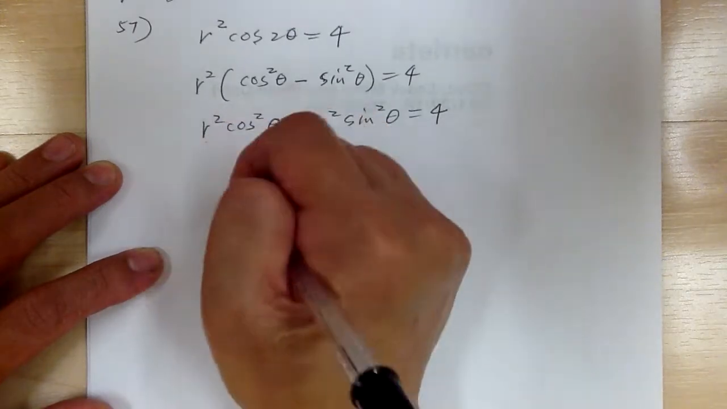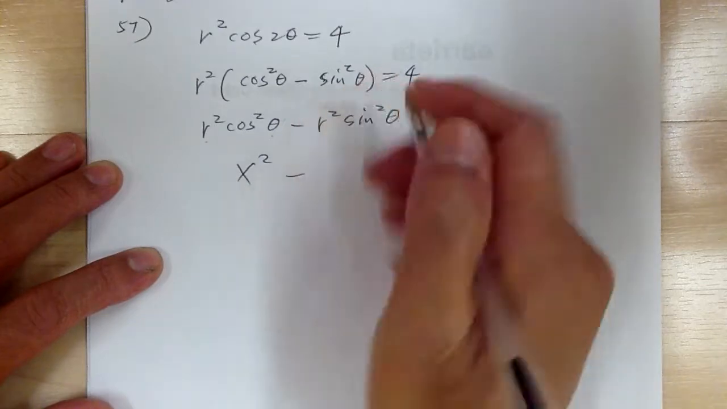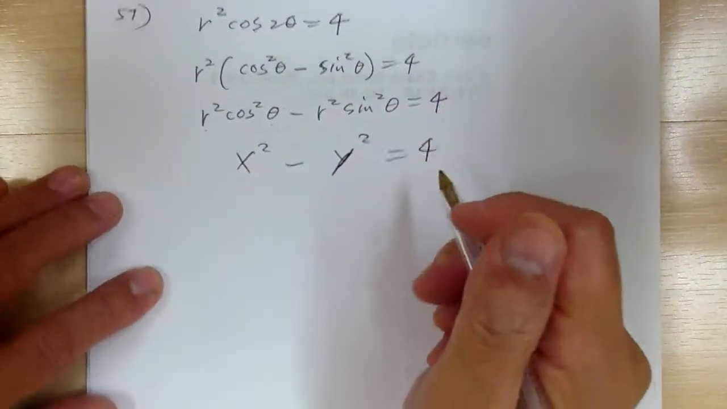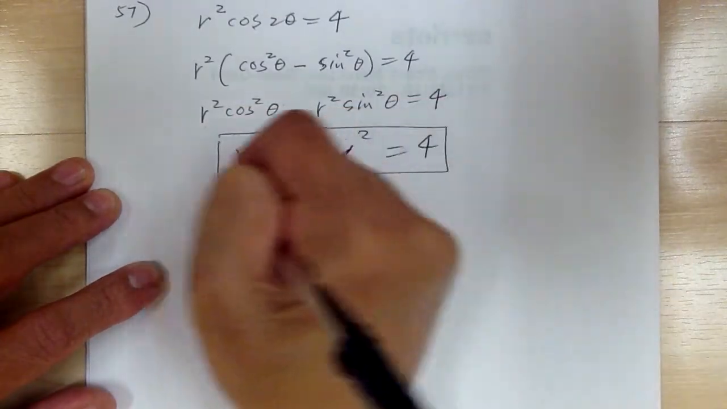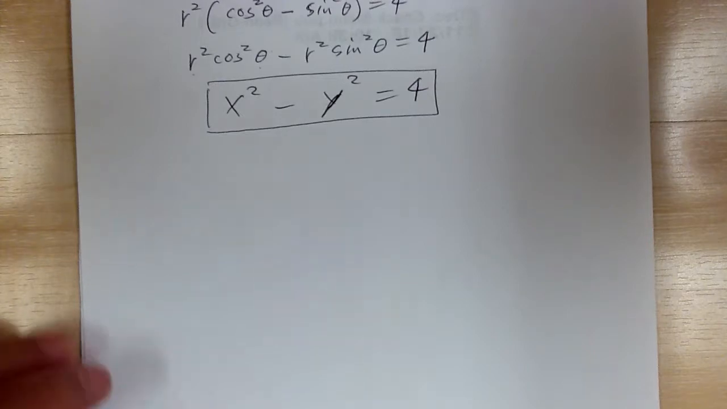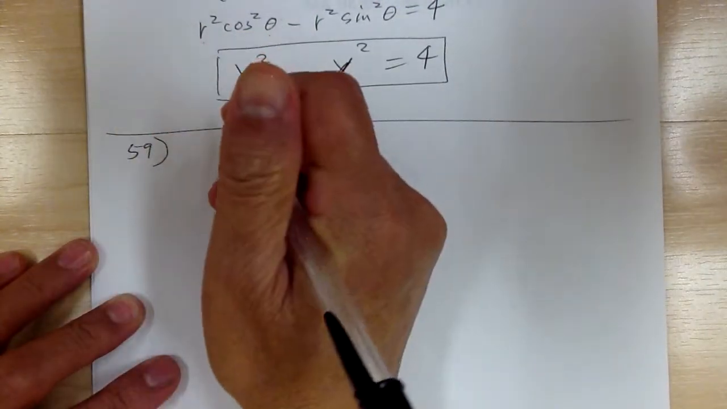So this r cosine is x. So when you square that, you're going to get x squared. R sine theta is y, but both are squared, so you're going to get y squared. Okay, and that's it. So rectangular is x and y. Okay, let's go to 59.